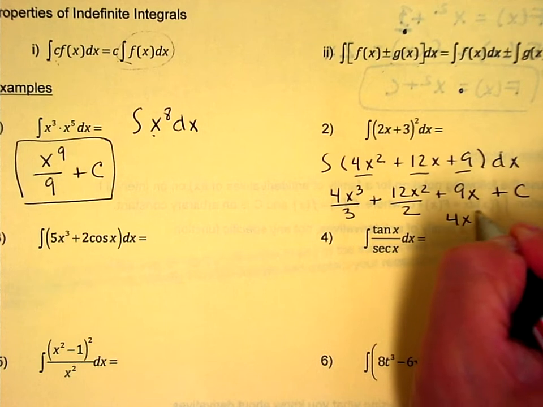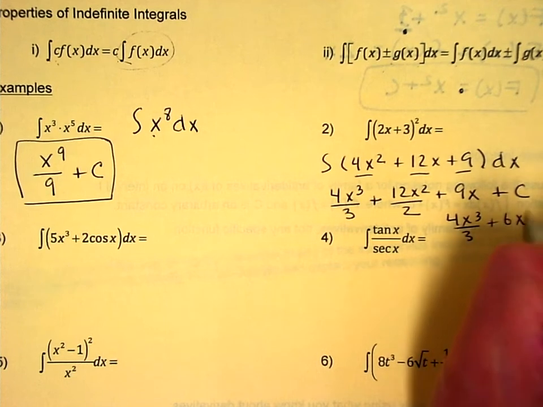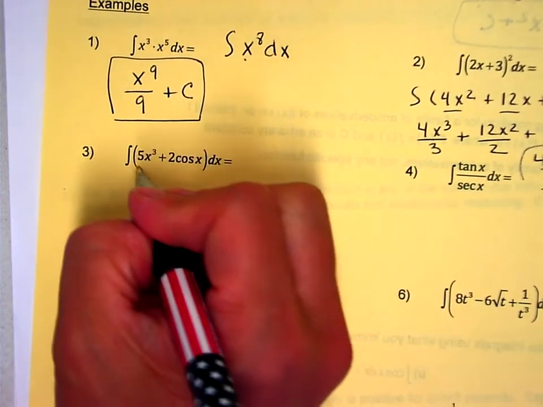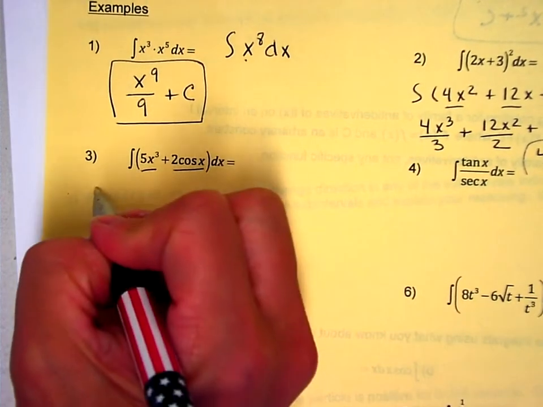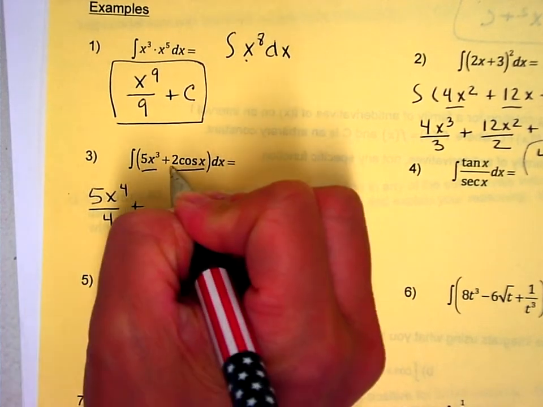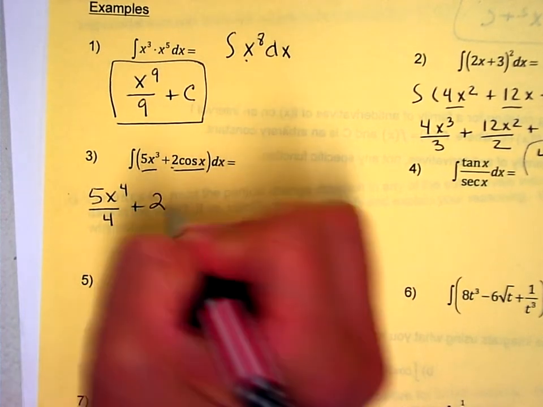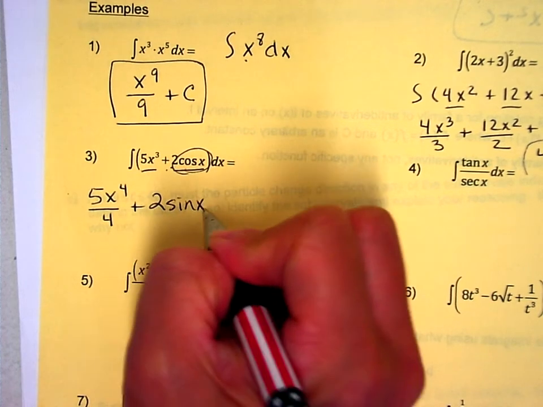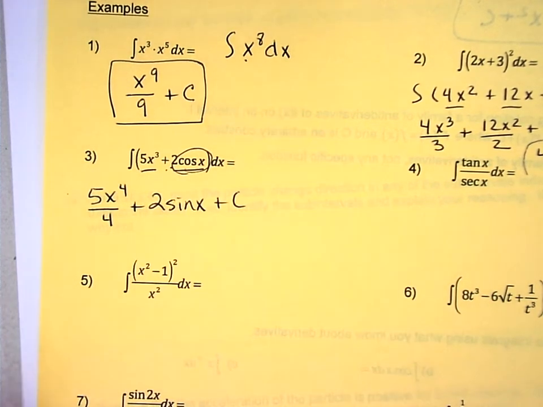And this does simplify nicely. I'm going to write that second term as 6x squared. So your answer would look like this. Okay, next one. Again, we're just going to do each piece separately. So add 1, divide by the power. Coefficient, constant multiple, just stays in the front. Antiderivative of the cosine is sine. And then don't forget your plus c.